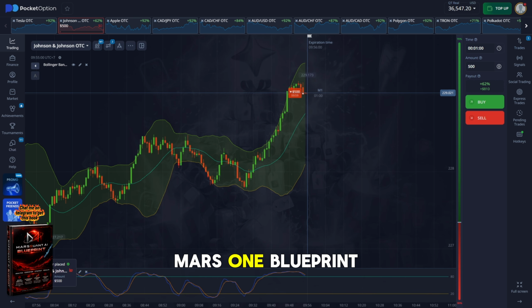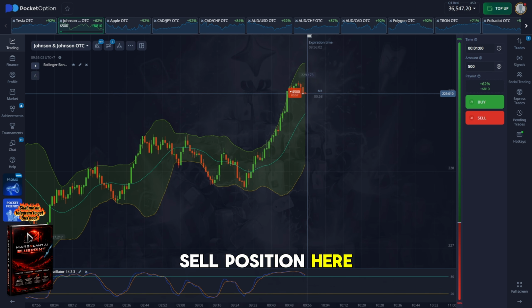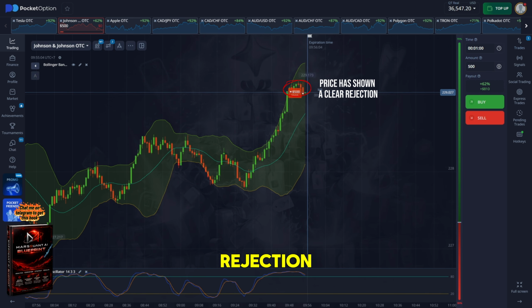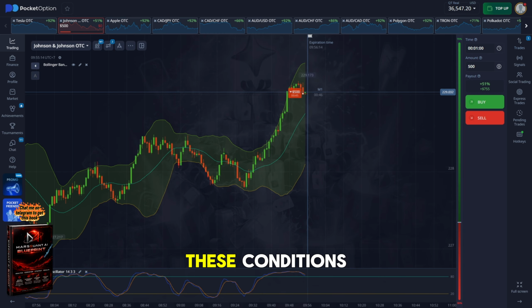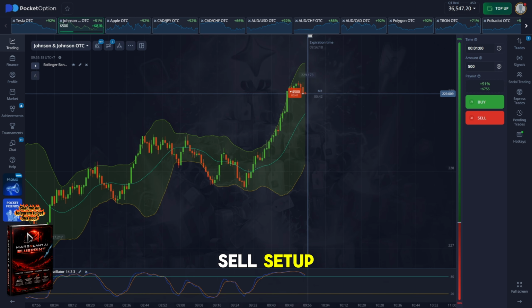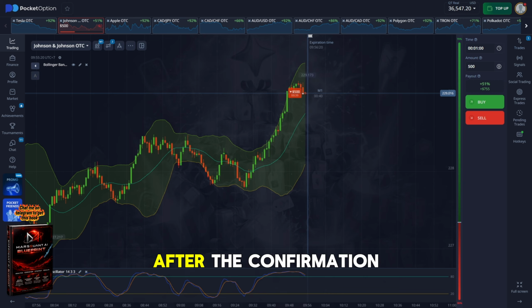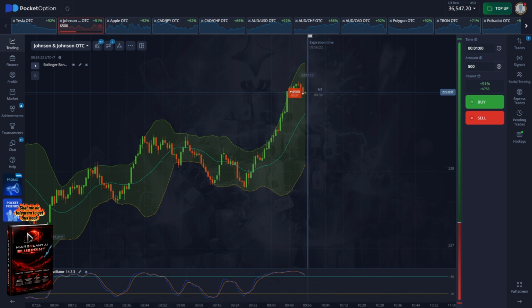According to the MarsQuant Blueprint, I'm opening a sell position here because price has shown a clear rejection from the upper Bollinger Band. At the same time, the stochastic lines have crossed downward while the indicator is still above level 80, which confirms an overbought condition. These conditions match the MarsQuant Blueprint rules for a potential sell setup, so I'm entering the position after the confirmation appears. Now let's watch the market and see whether this trade ends in profit or a loss.